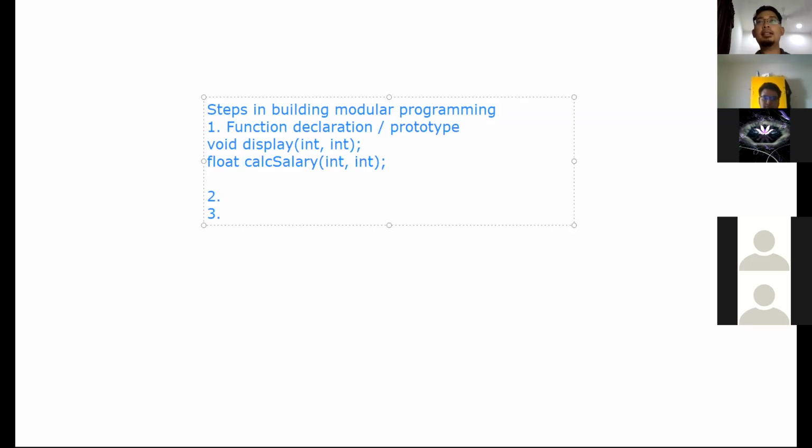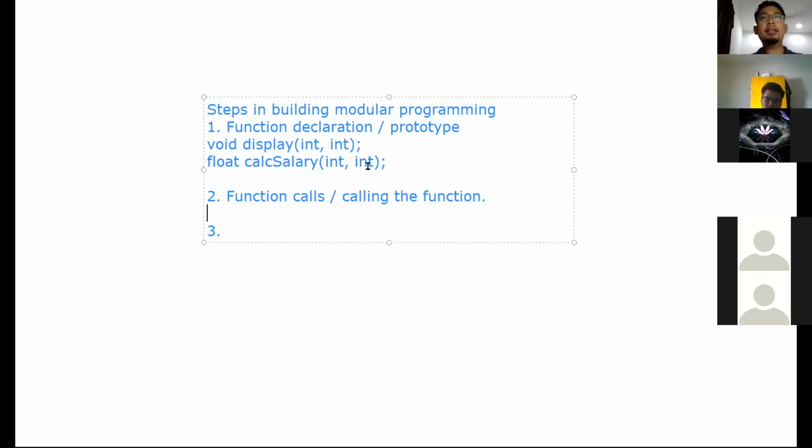All right. What is the second step? Once you already declare the function, you want to use the function, right? So the second step we call function calls, or calling function. Okay, so this is the second step.